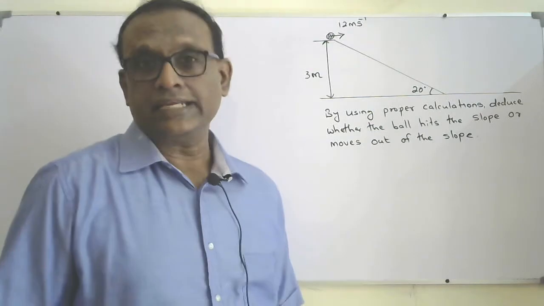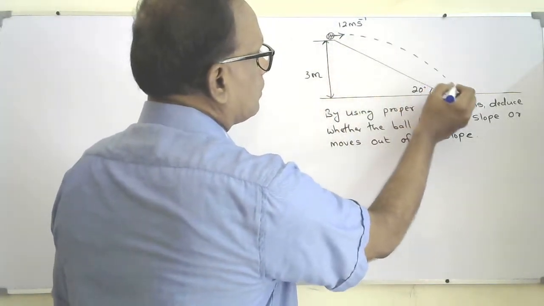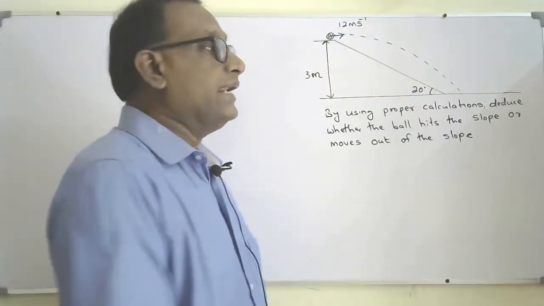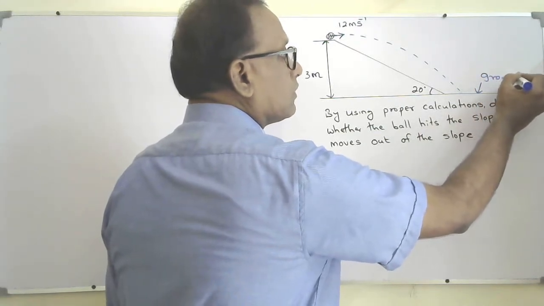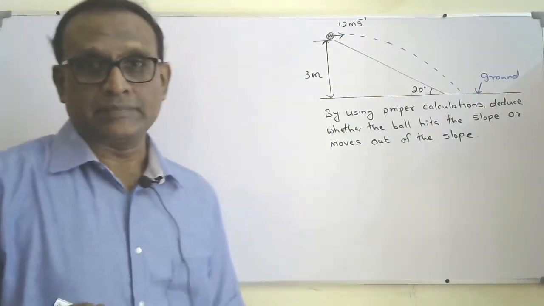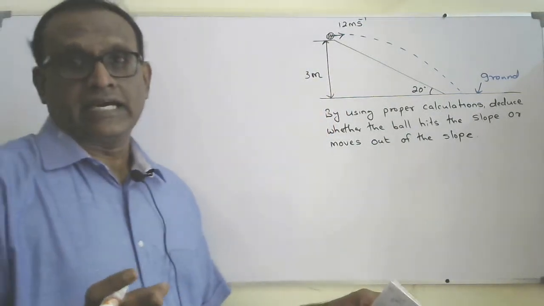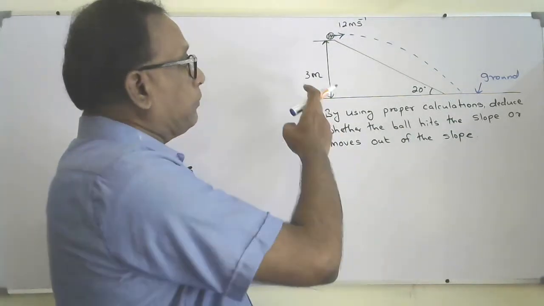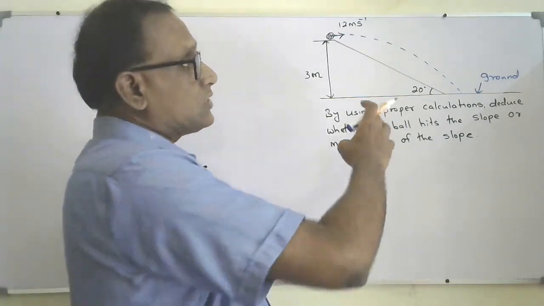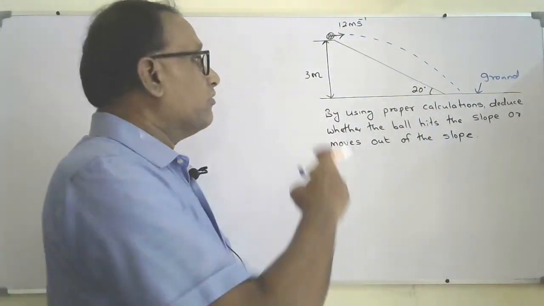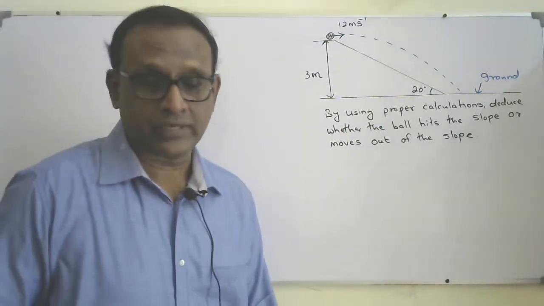If it is not hitting the slope, that means it moves out of the slope, something like this. When it hits the ground out of the slope, then its vertical displacement will be equal to 3 meters downwards. Right? So I will calculate the time taken to complete a vertical displacement of 3 meters. That means if it is not hitting the slope and hitting out of the slope, the vertical displacement is 3 meters. I am going to find the time taken for that motion.